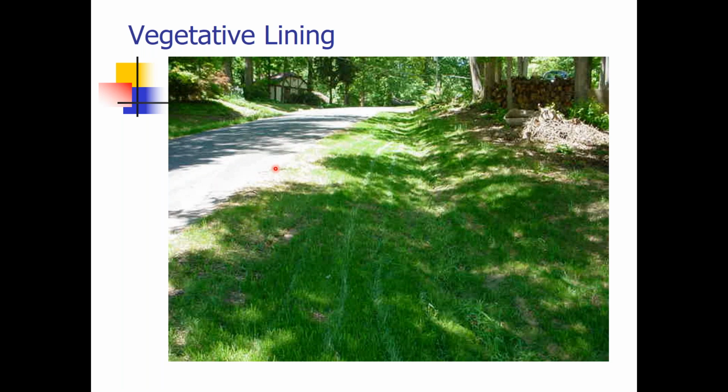Here's an example of vegetative lining. It looks really good. It looks like the water is going to go off the road into the ditch area. Also notice that that looks like it might be an opportunity for a motorist to correct a driving error if they should.